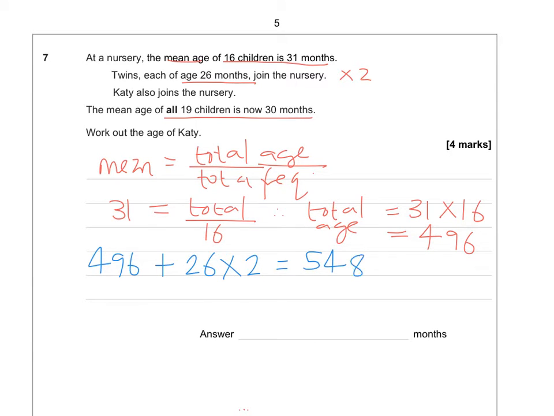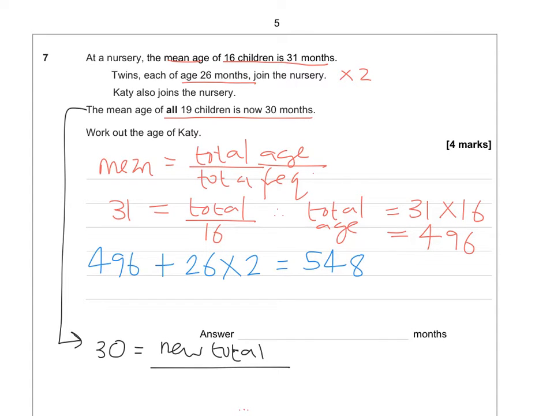548. Now, when we take into account all of the children, the mean is now 30 months. So that means 30 must equal the new total of everybody in the nursery divided by 19.